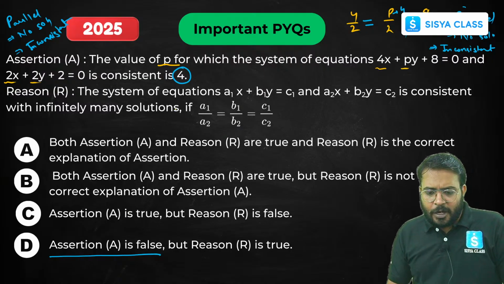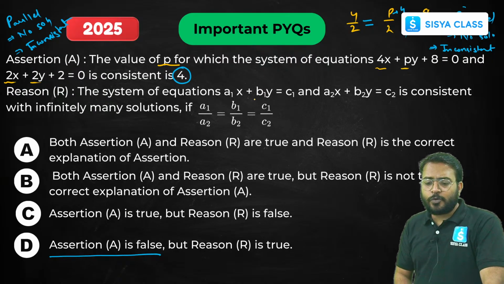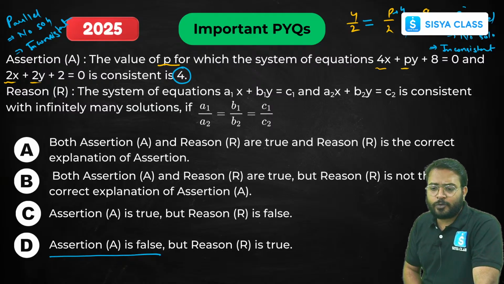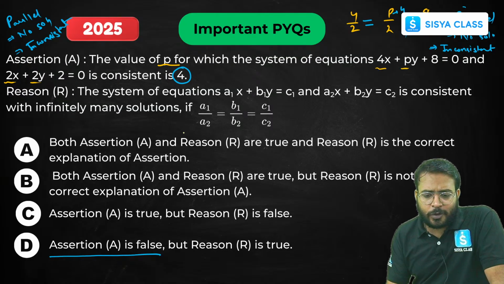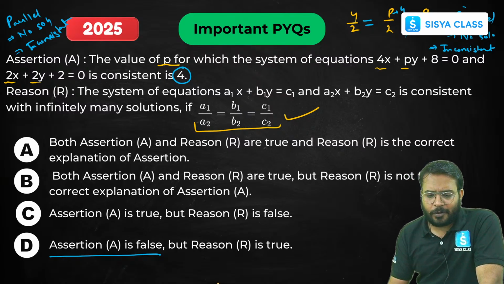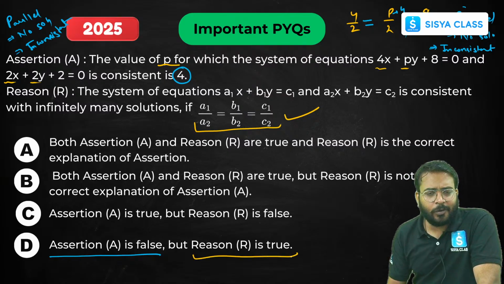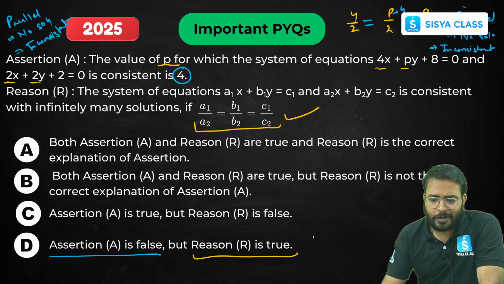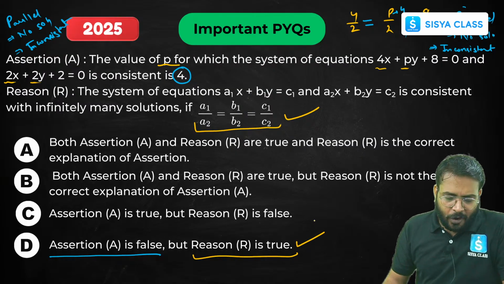They have given that two equations A1x + B1y = C1 and A2x + B2y = C2 is consistent with infinite solutions. If this is the condition, yes, correct. This is correct, yes or no? So we can say that the assertion is false, but the reason is true. That means option D is going to be your correct answer here.